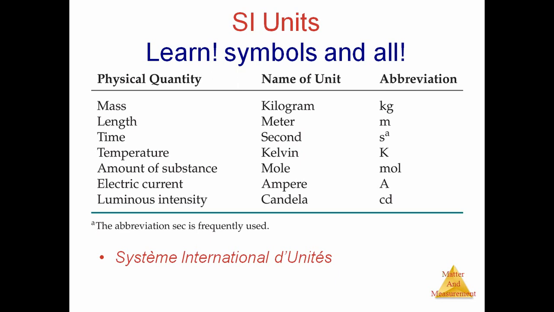So with that in mind, the SI units, or International Units of Measurement, for mass would be the kilogram, represented by the abbreviation kg. For length, it is the meter. For time, it is the second. For temperature, it is Kelvin. For the amount of substance, it is regarded as the mole. For electric current, it is the ampere. And luminous intensity is the candela.